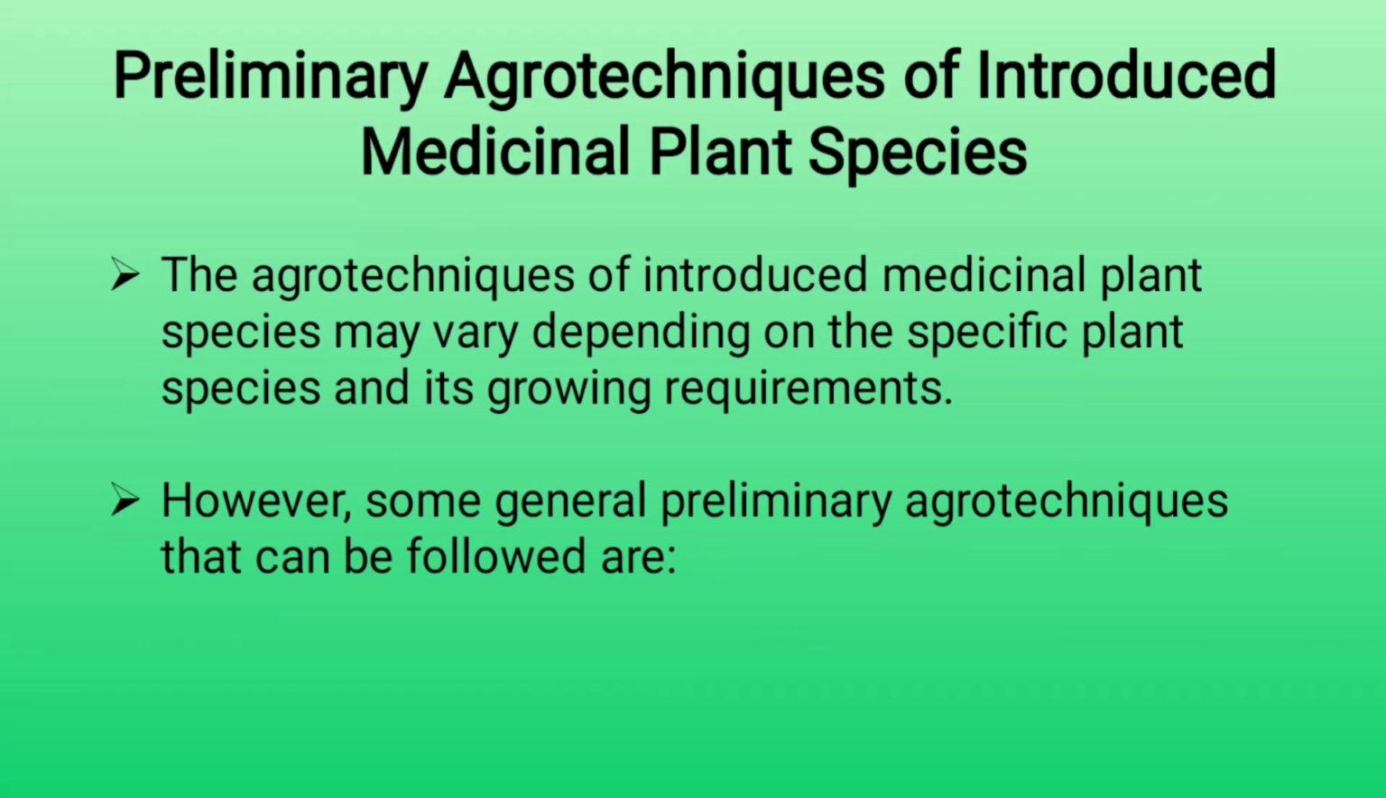Preliminary agro-techniques of introduced medicinal plants. The agro-techniques of introduced medicinal plant species may vary depending upon the specific plant species and its growing requirements. It's very important that every medicinal plant has its own specific requirements for water, minerals, nutrients, land, and organic matter in the soil. So it may vary from species to species depending upon the requirements. However, some general preliminary agro-techniques can be discussed in this lecture.